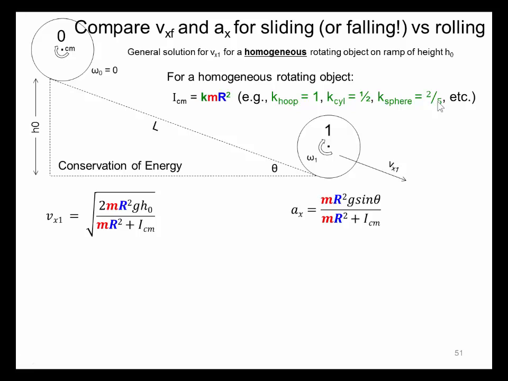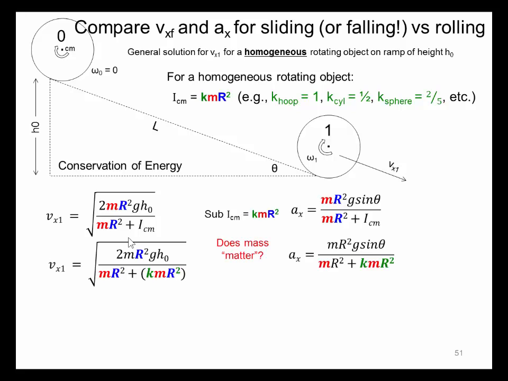So if we start out with our two equations from the last page, the question is, what happens if we substitute out into these things? And so the first thing I'm going to do is substitute k m r squared in for the moment of inertia about the center of mass. So first of all, does mass matter? Well, look at this. We've got mass canceling out in all three places here. So it turns out mass, quote unquote, doesn't matter. Of course, in real life, mass does matter, but in terms of the acceleration, it does not.